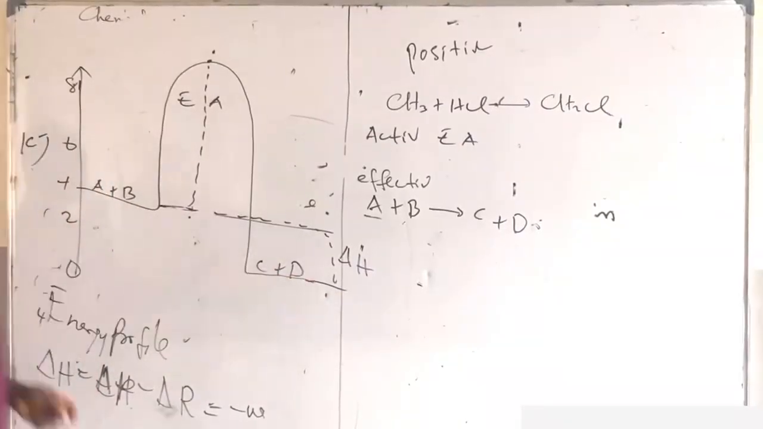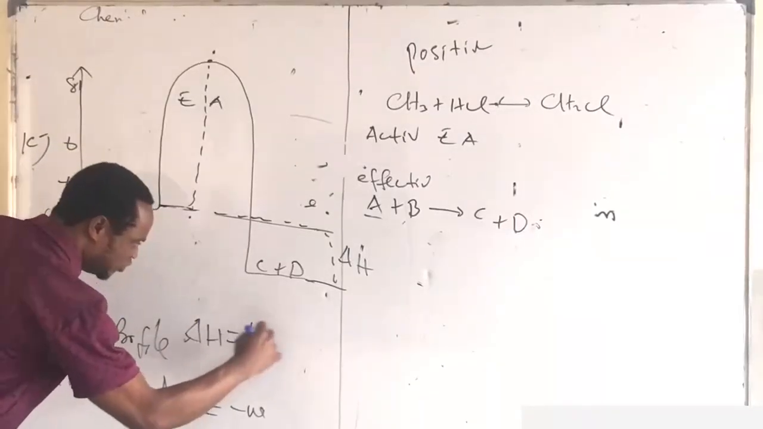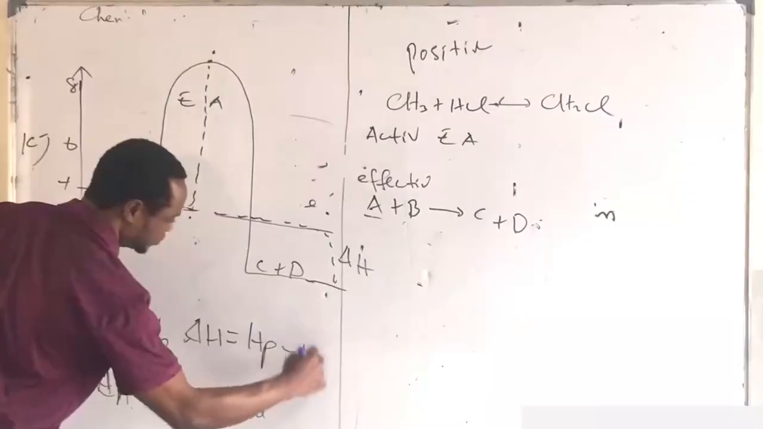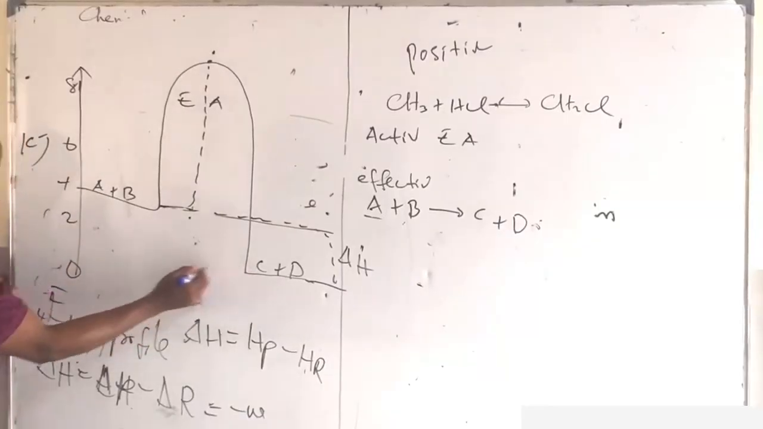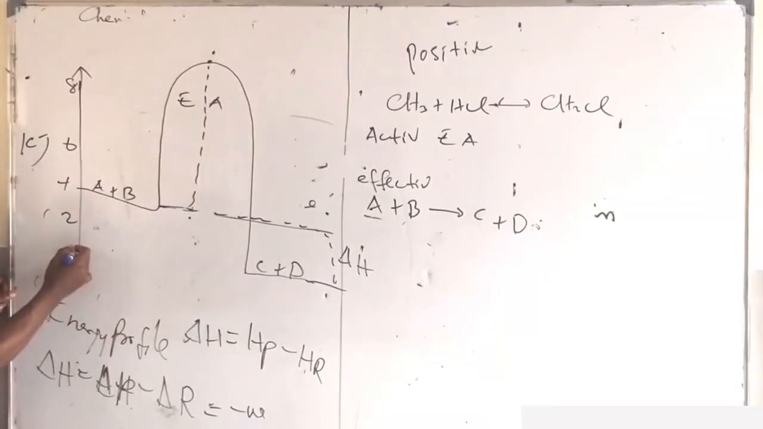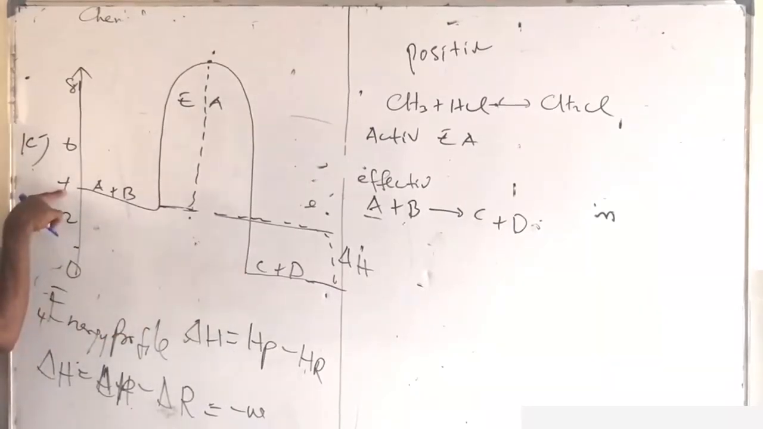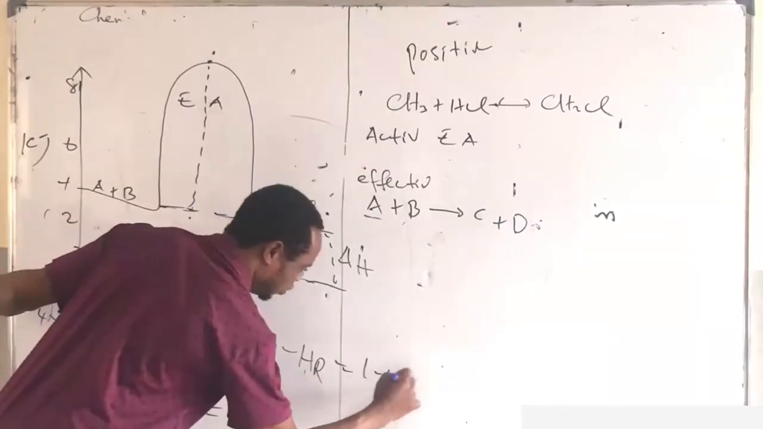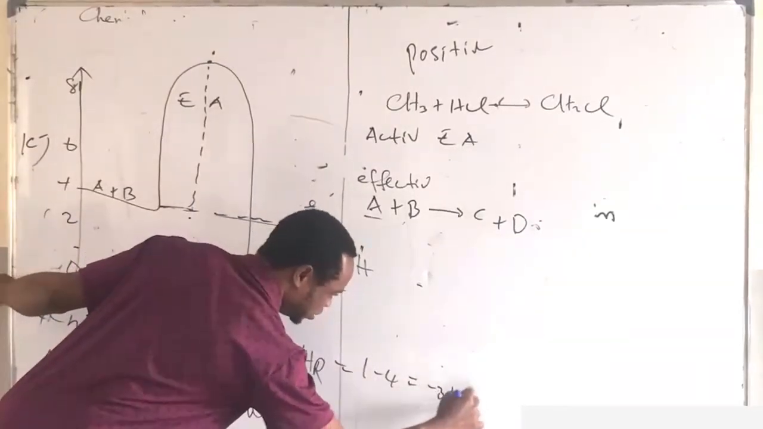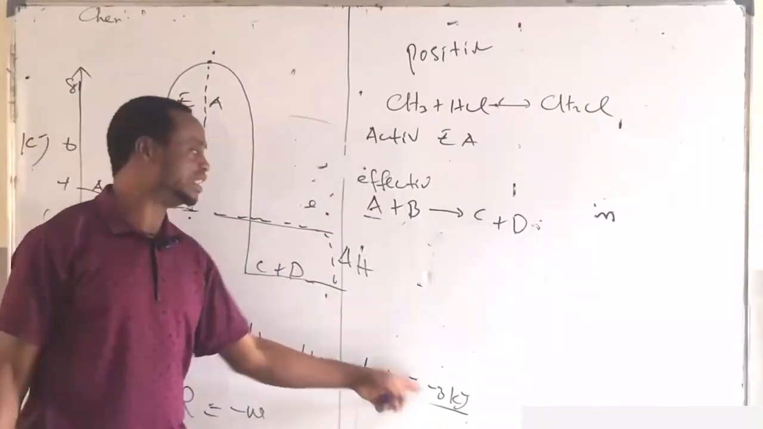Now the formula given is what? Delta H is equal to heat of the product minus heat of the reactant. Now this is the product, the reactant now. The product here should be 1, am I right? Then 1 minus 4. What is the answer? 1 minus 4 equals minus 3 kilojoule. Now, the answer is in negative form, which means this is what?